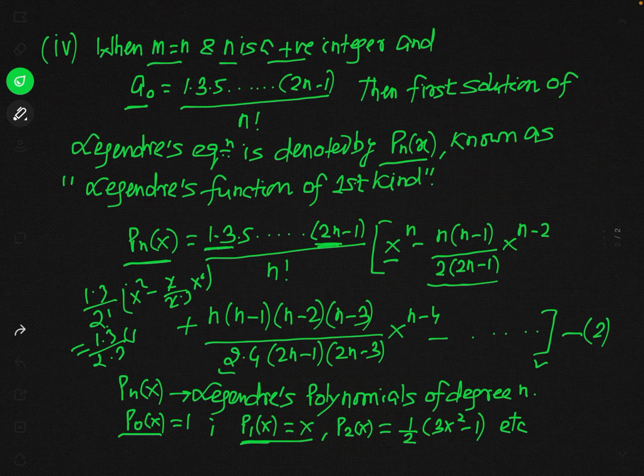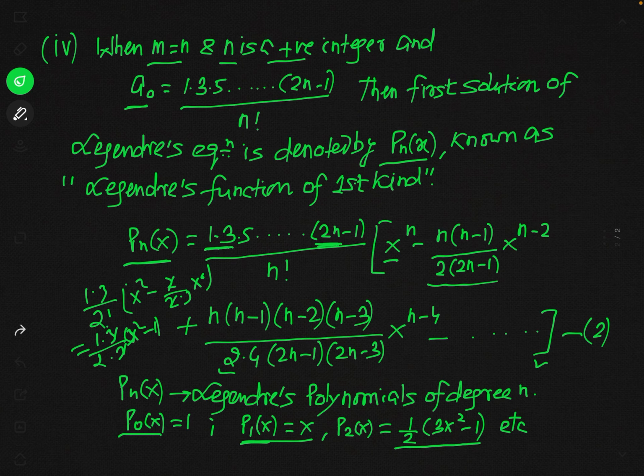divided by 2, factorial 2 is 2, and 2 into 3x square minus 1, and this 3 and 3 will cancel out, so you can see our result will be 1 by 2 into 3x square minus 1. So in this way you can find the Legendre polynomial of different degrees for different value of n.